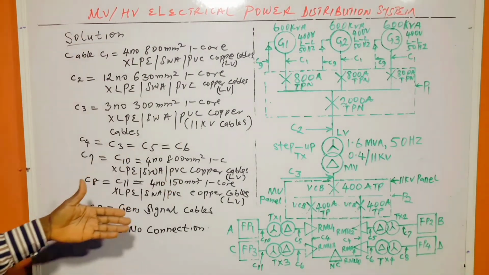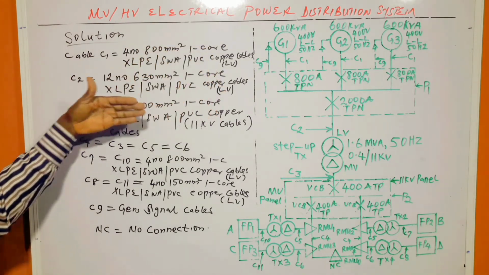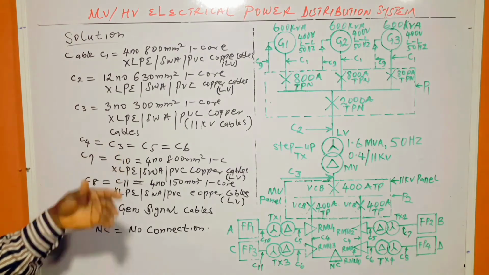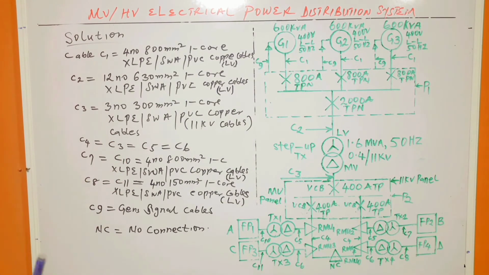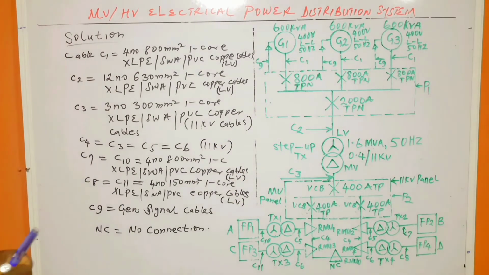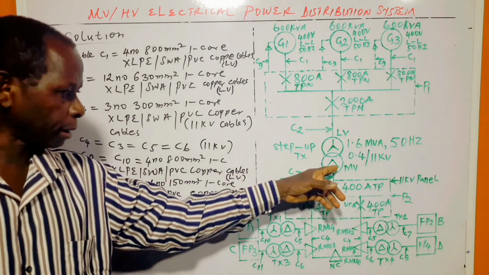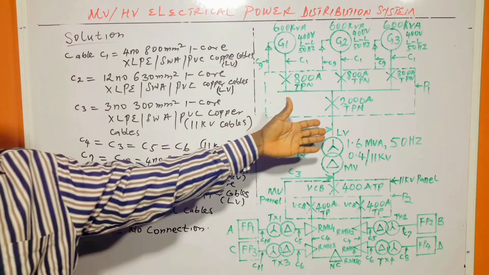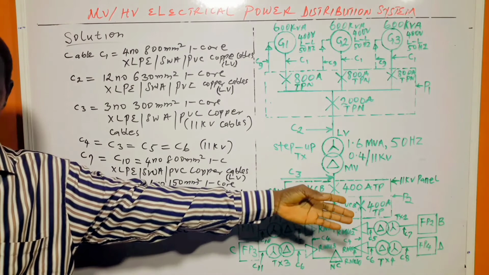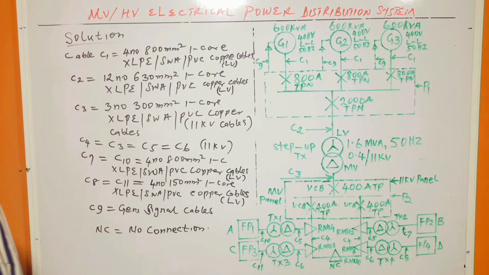These are the cable sizes. They are all LV, low voltage cables, except C3, C4, C5, and C6, which are 11 kV cables. All of them, all this one, they are 11 kV cables. And they are just 3 in number, because we have a delta connection here, not star. It's only when we have star that we have 4 sets of cables, but in this case where we have delta connection, it's only 3 sets of cables. So we move on to the final stage.